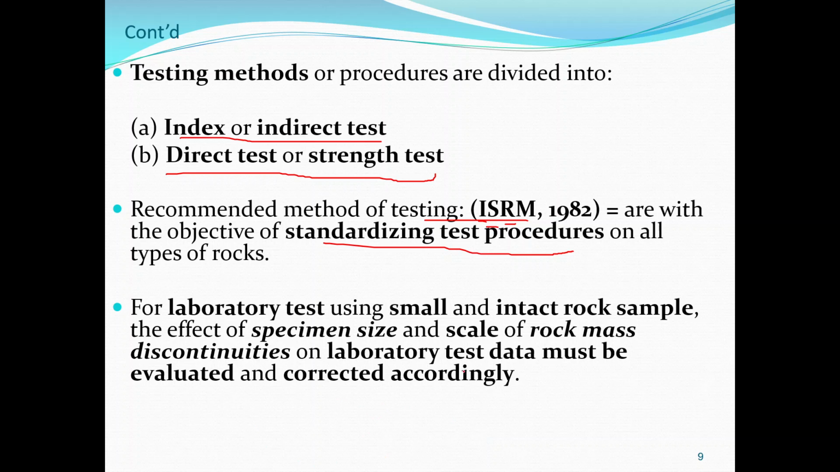Normally, these rock tests use small samples, whereas there are also large-scale field tests. When we use small samples, the result is affected by the specimen size and the scale of rock mass discontinuity. So based on the sample size and the discontinuities, we have to evaluate the results and correct them accordingly.